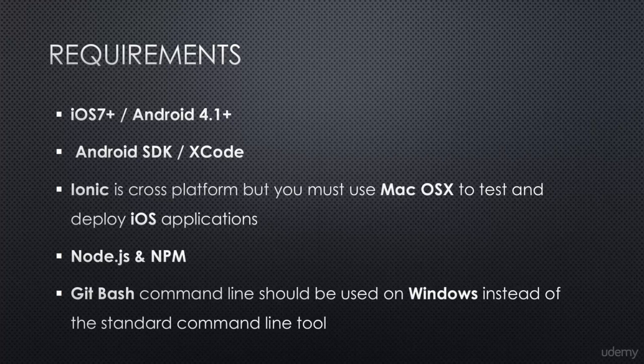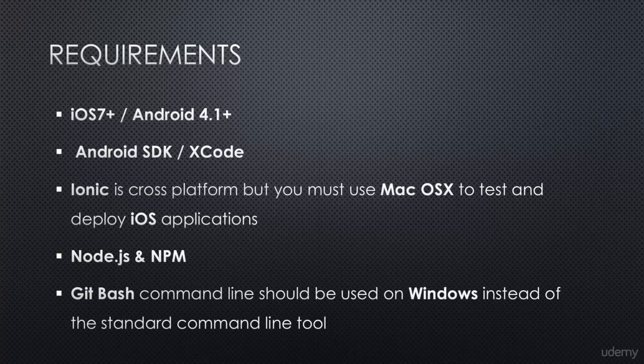You'll also need Node.js installed, which is a JavaScript runtime. Node comes with something called NPM, which is the Node Package Manager, and we need that to install Ionic as well as Cordova, so you will need to download Node.js. Now if you're on Windows, you should also download and install Git with the Git Bash command line tool. This is much better than the standard Windows command line program, and I'll show you how to get that installed and set up as well.